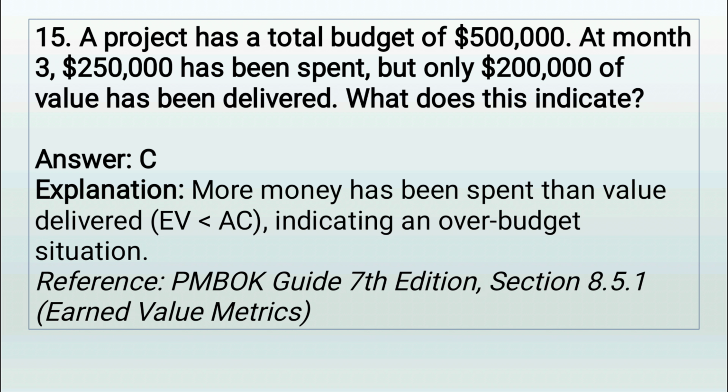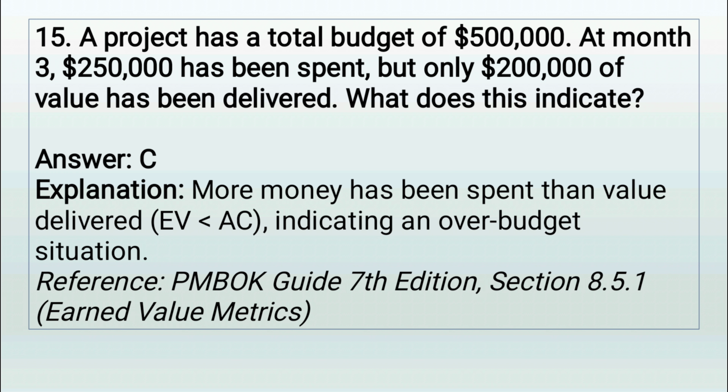Correct answer is C. You spent 250 KLA but only earned 200 KLA worth of value. That's a cost performance index of 0.8. You're over budget. This connects directly to Section 8.5.1 of the Project Management Body of Knowledge, 7th edition, which details cost forecasting and budget control.